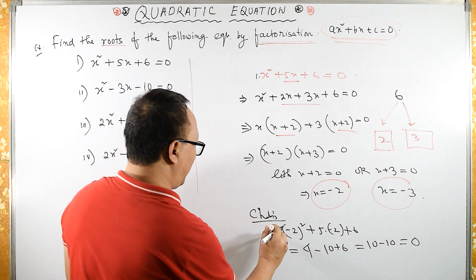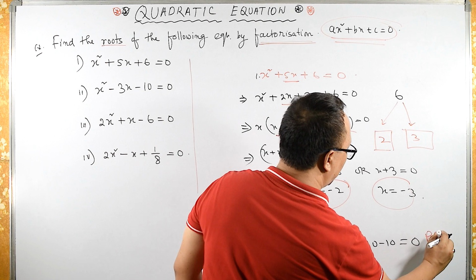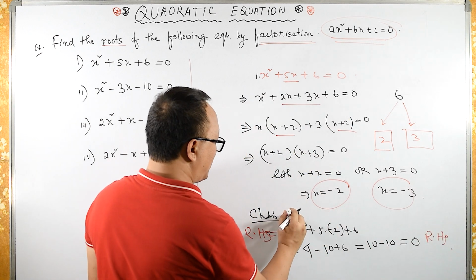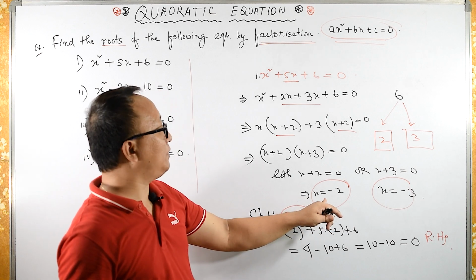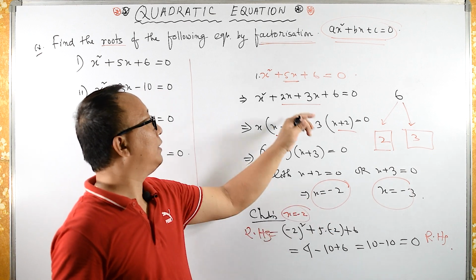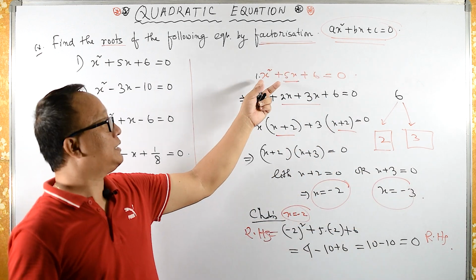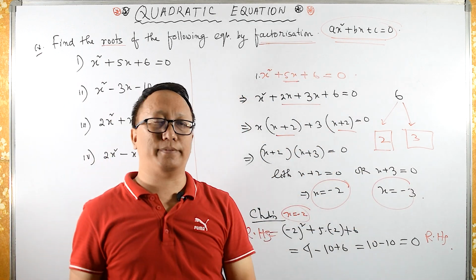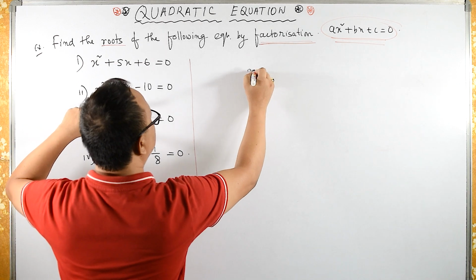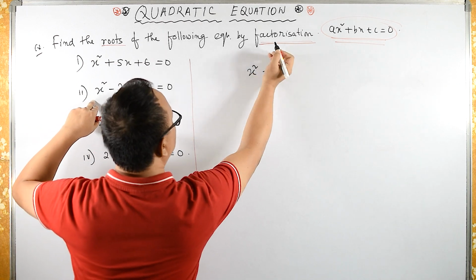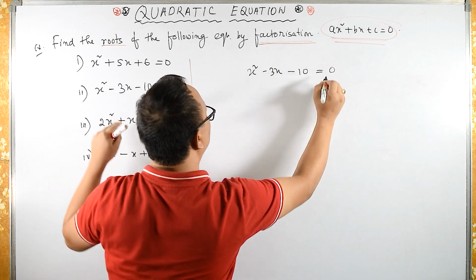So if I start from the left hand side, I am getting the right hand side. Therefore, x equals to minus 2 is the root of this equation, as well as x equals to minus 3. Since x square is there, we should have two values of x. Now, question number 2 is what we have: x square minus 3x minus 10 is equals to 0.